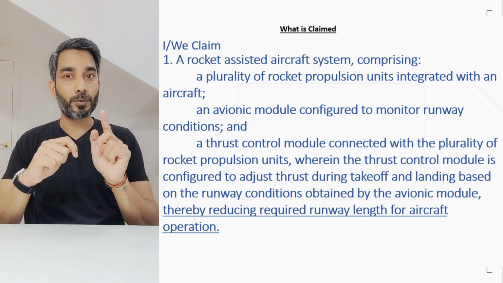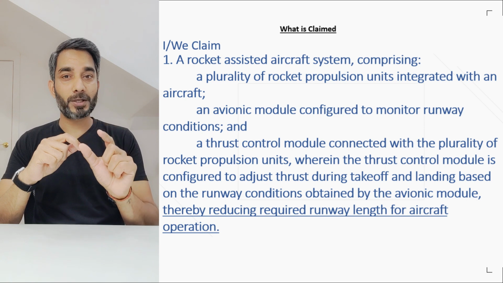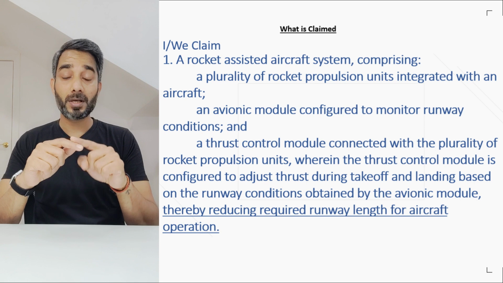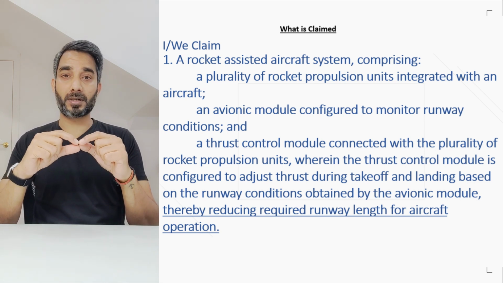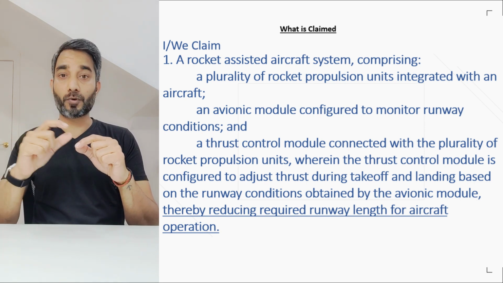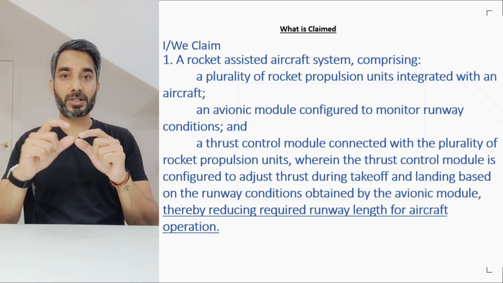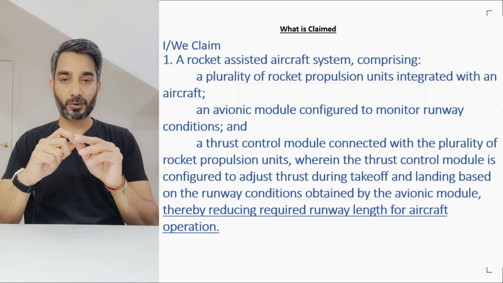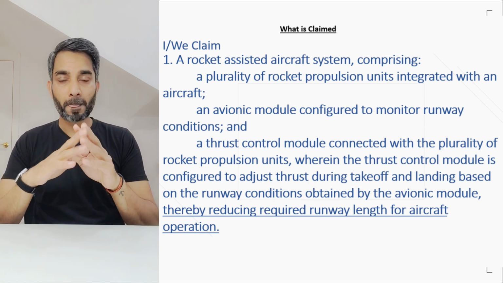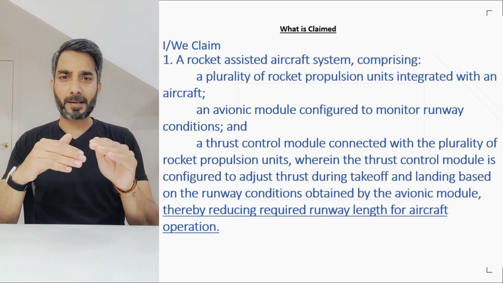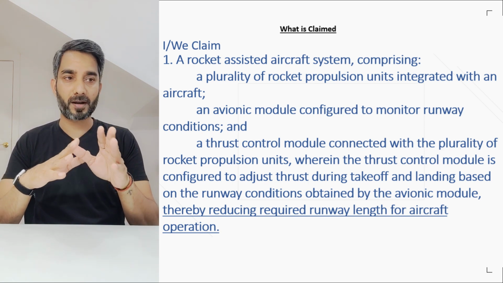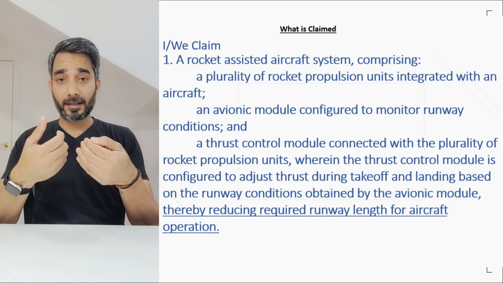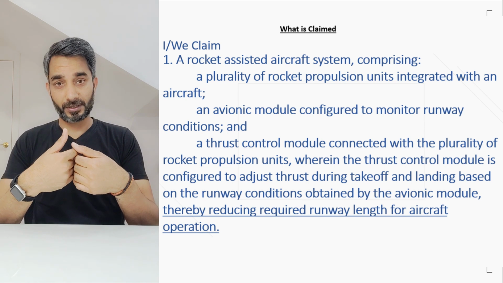Now this is connected to who? The plurality of propulsion units, because it is controlling them. On what basis does it control? It takes input from the avionic module. What is the condition? And based on the condition, it adjusts the thrust to be provided by the propulsion units during takeoff and landing, right? And we have ended the claim by saying thereby reducing required runway length for aircraft operation, because that's the technical advancement of our invention, right?